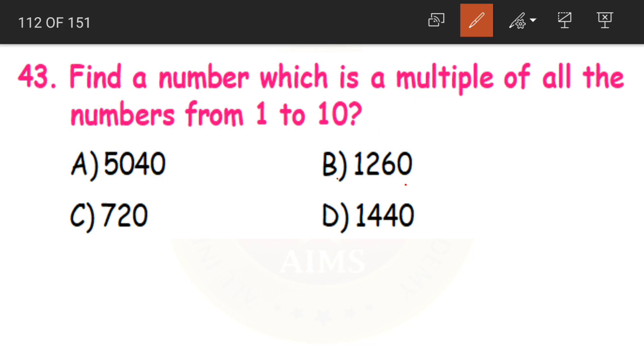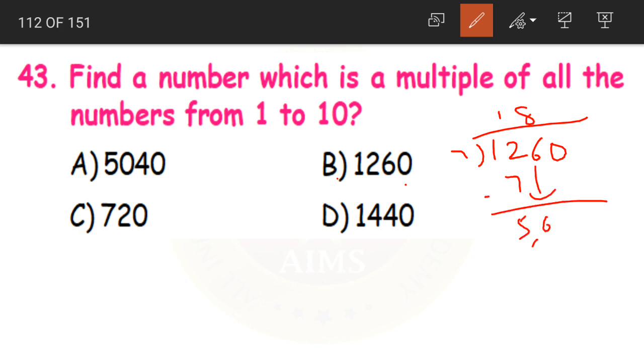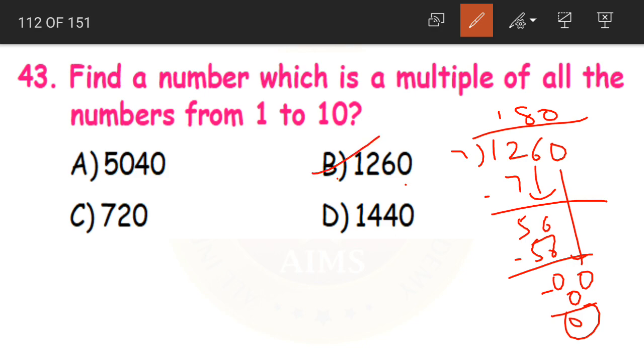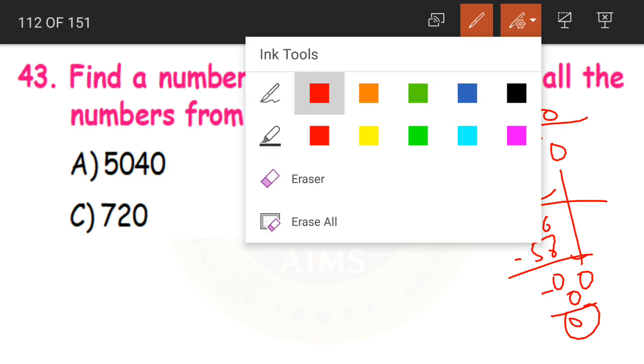Okay. Now coming to 1260. Again, is it divisible by 7? Let us check. Yes, again the remainder is 0. So option B is also divisible by 7.